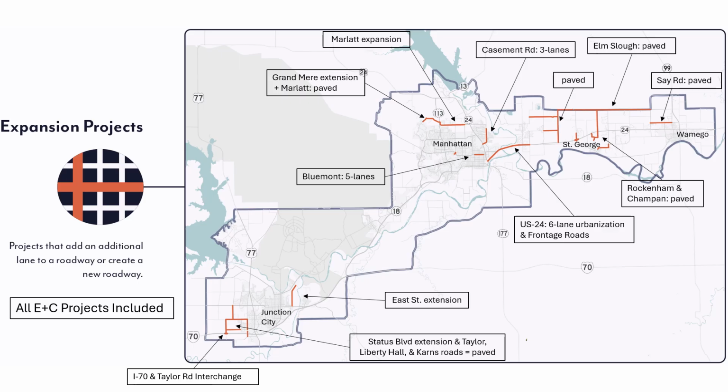In Manhattan, Bluemont Avenue becomes 5 lanes, Casement Road is expanded to 3 lanes, and Grandmere Parkway is extended to a newly paved Marlatt Avenue.